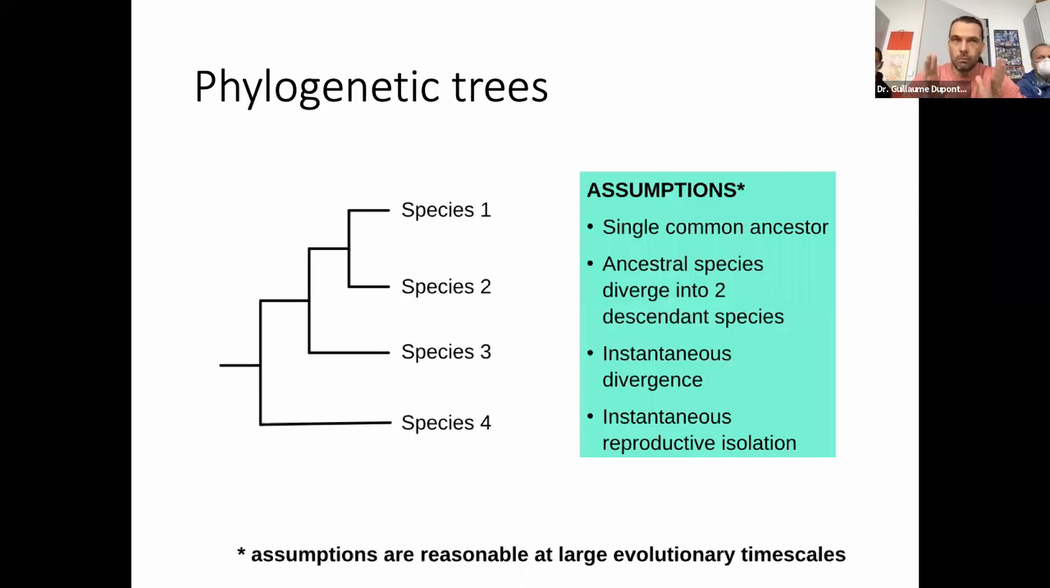So these trees are relatively simple hypotheses or models because they are based on a number of assumptions. One assumption is that two species go back to a single common ancestor. So divergence is typically into two descendant species. Divergence is, according to how these trees are drawn, instantaneous. And instantaneously, you would assume also reproductive isolation. These things are evolutionary not realistic. But they are reasonable on large evolutionary timescales, and in particular when uncertainties in time are considered at these nodes.